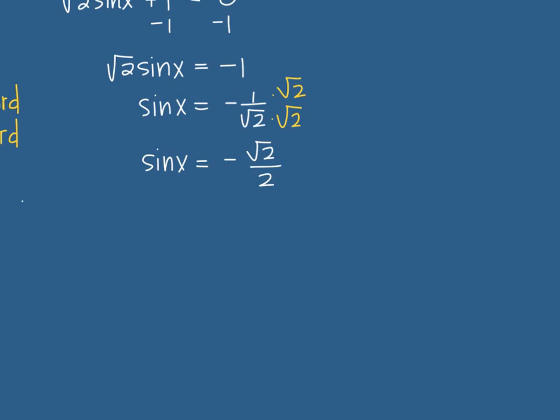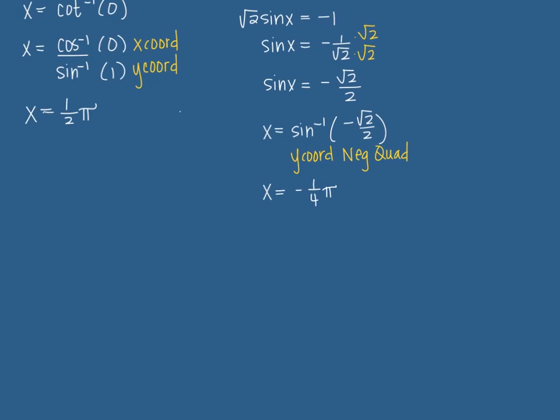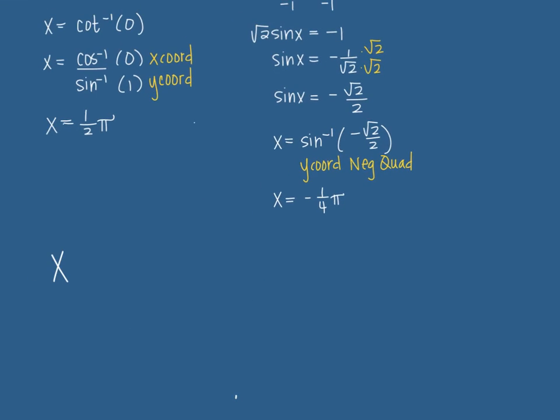So to get x alone, I'll use inverse sine around the negative rad 2 over 2. So I'll be looking for a y coordinate, but I'll be in a negative quadrant because of the negative rad 2 over 2. Very good. -1/4 pi. Okay, that's in quadrant 4. All right, so my answers for this one, I had 2 of them. So x was 1/2 pi from the front part, and negative 1/4 pi from the second half.